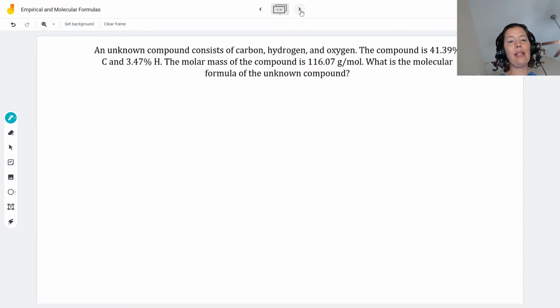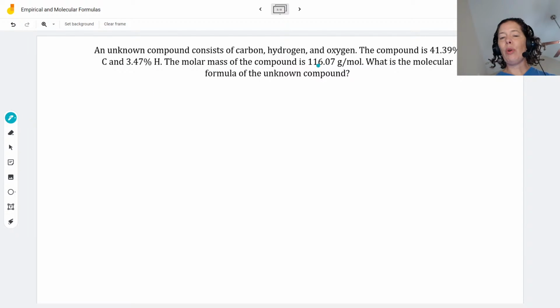Okay, so now we've got another unknown compound. These are all going to be unknown compounds. This is generally what we do when we have a compound, especially if you've synthesized a new compound in lab, you try to figure out what the molecular formula is. Okay, so this time, this unknown compound, we know it consists of carbon, hydrogen, and oxygen. We have 41.39% carbon and 3.47% hydrogen.